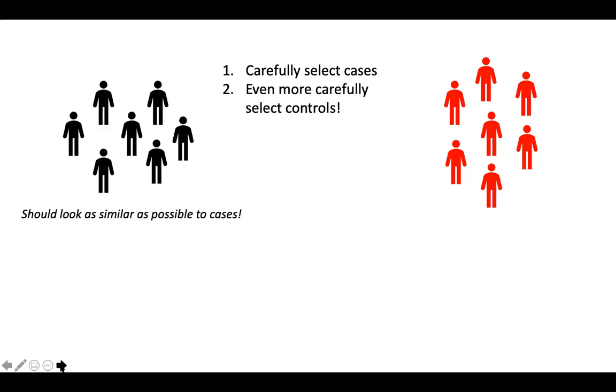We want to be even more careful in selecting controls. We want the control group to look as similar as possible to the cases. So basically, you want the groups to look as similar as possible, and the only thing that differs between them, at least upon enrollment, is disease status. So they look the same with respect to age, their gender composition, their racial breakdown, their occupation, for example. We just want to make sure that our control group is as similar to our cases as possible.